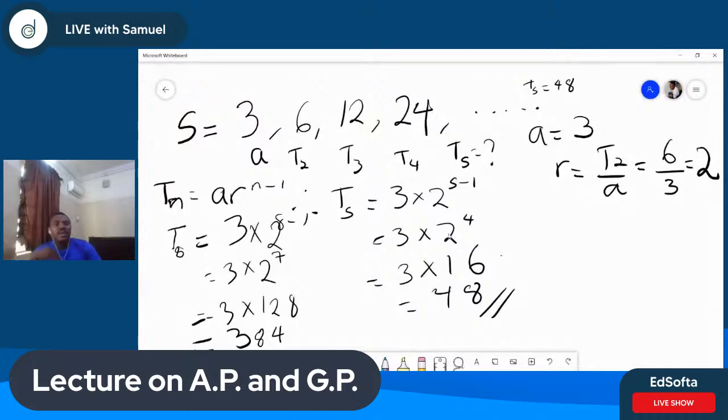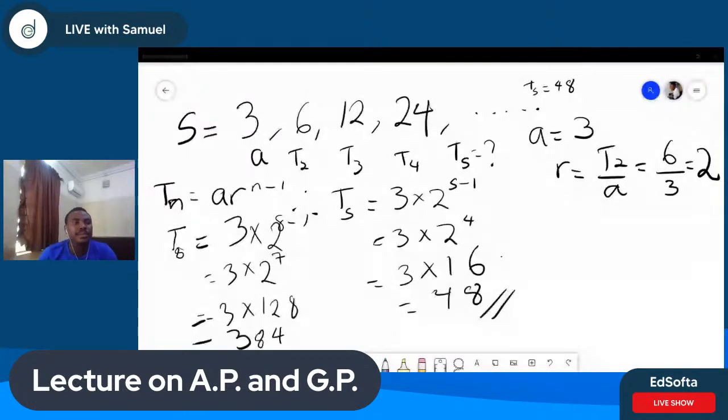So these formulas help us to navigate through our arithmetic progressions and our geometric progressions easily and perfectly. So let's move on to the second set of formula. Let me switch back to the slides.